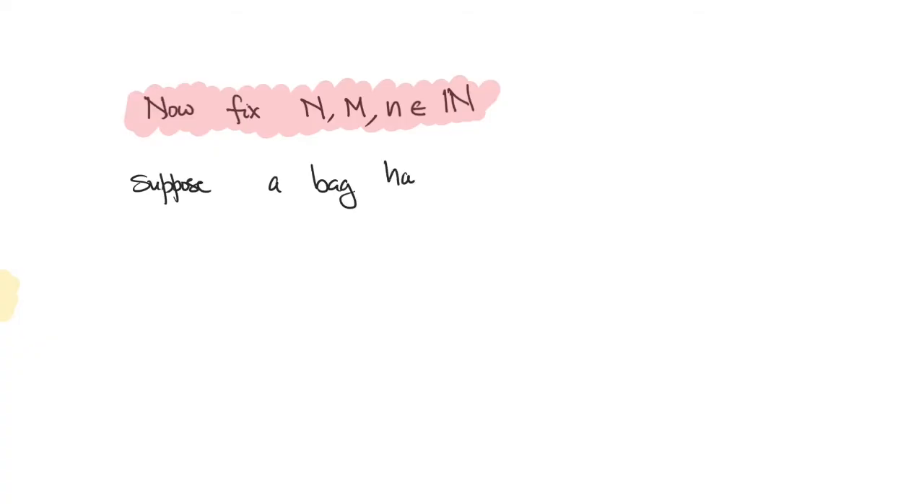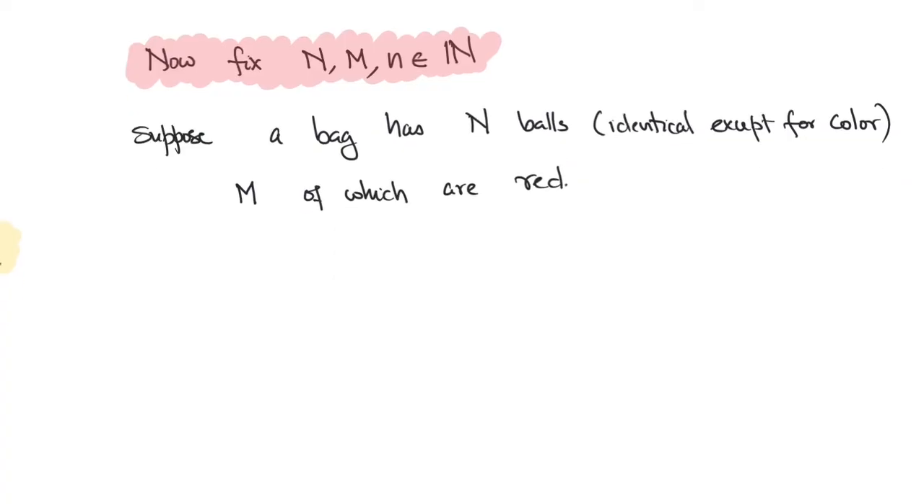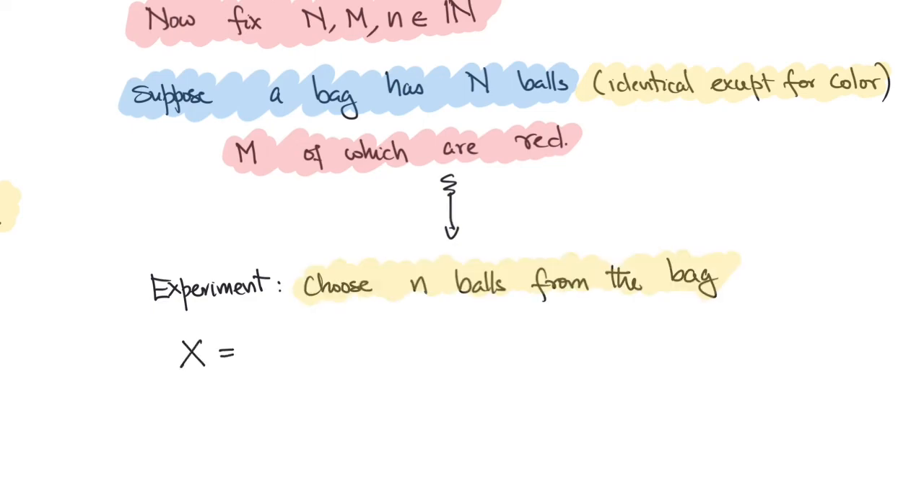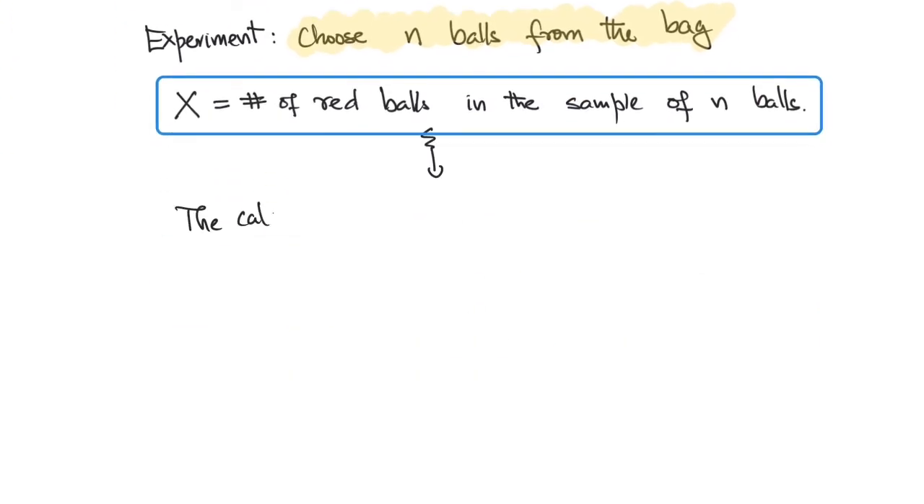Now, fix capital N, capital M, and small n to be natural numbers. And suppose a bag has capital N balls, identical in all respects except for color, and M of these balls are red in color. An experiment consists of choosing small n balls from this bag. And if we set the random variable X to count the number of red balls in a sample of small n balls, we want to be interested in calculating the probability mass function of this random variable.